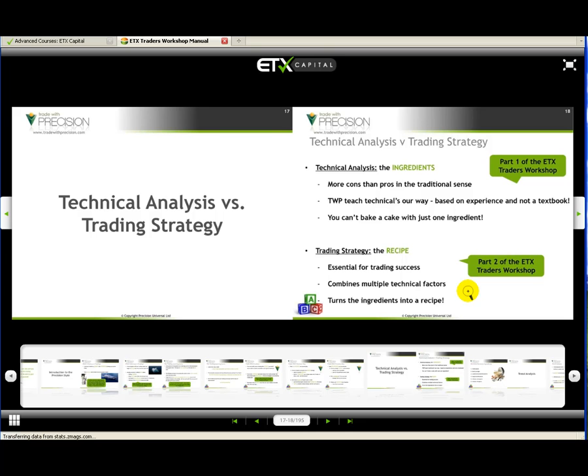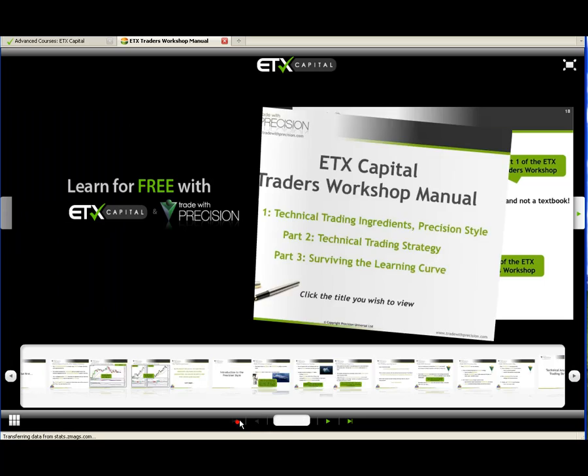It's also nice to go through if you've got 2 screens on your computer. You can have this slide up and be going through it whilst the advanced course is in operation. So we've listened to the feedback, and here it is. Here is the manual for you to go through.